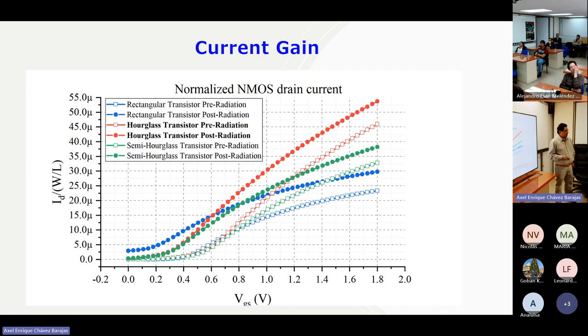With these devices, we are also making a comparison of the current gain in the saturation region. As we can see here, we normalize the drain current by the aspect ratio of the three devices. And as seen here, the Hall-less transistor in red has the highest current gain at the saturation region of the devices.